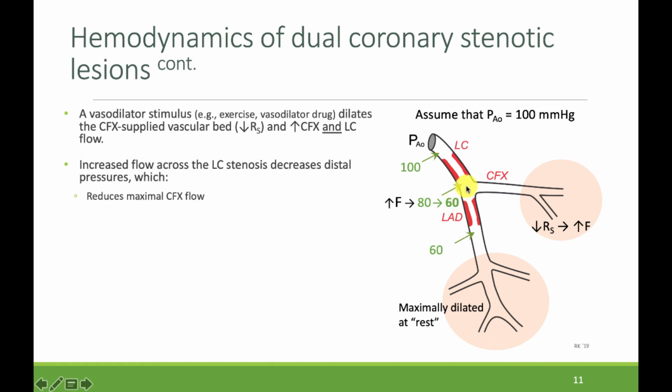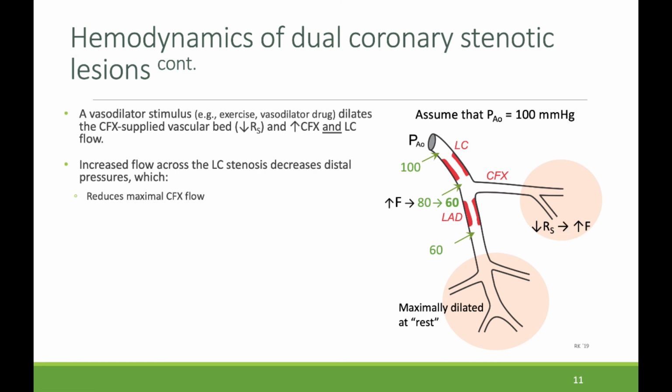Well, that 60 millimeters of mercury, a further reduction in perfusion pressure through the circumflex, will limit the maximal flow increase that is possible in the vasodilated state. It will still increase its flow. It will still dilate. But the fall in perfusion pressure as the flow increases will now limit the degree or the magnitude of the flow increase.